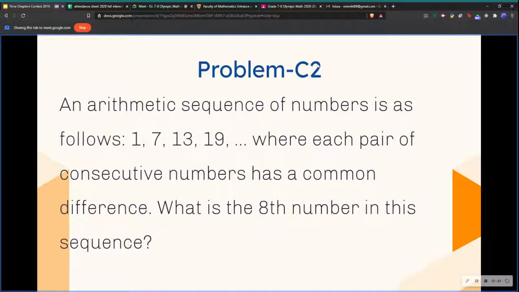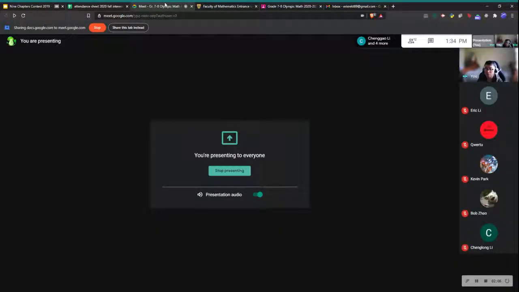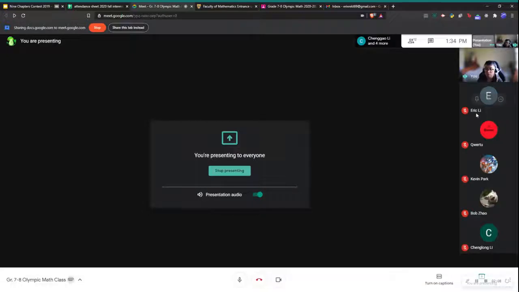Here's the first problem. This is C2, part C, question 2 from the 2019 contest. The question states, an arithmetic sequence of numbers is as follows: 1, 7, 13, 19, and it goes on infinitely, where each pair of consecutive numbers has a common difference. What is the eighth number in this sequence? I'll give you a minute or so to take a look at it, so you can solve it by yourself as well.